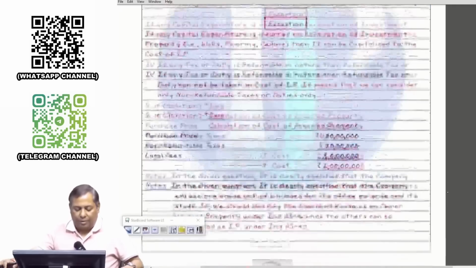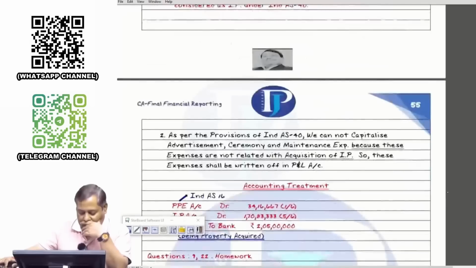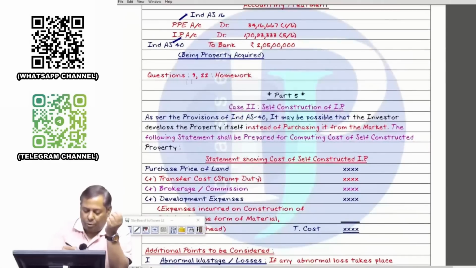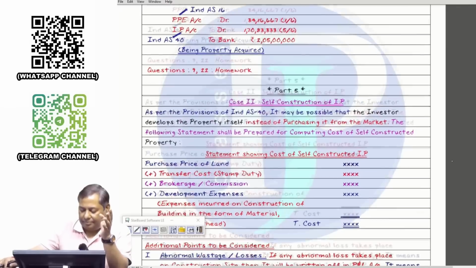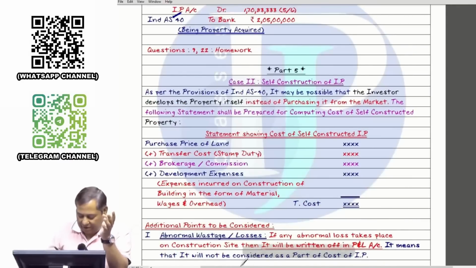Then I solved questions in class along with question 15. We did some entries. Then 2 questions are given for homework, 9 and 22. First 4 videos are over. Now this is our 5th video. So let's see investment property. This is lecture number 5.